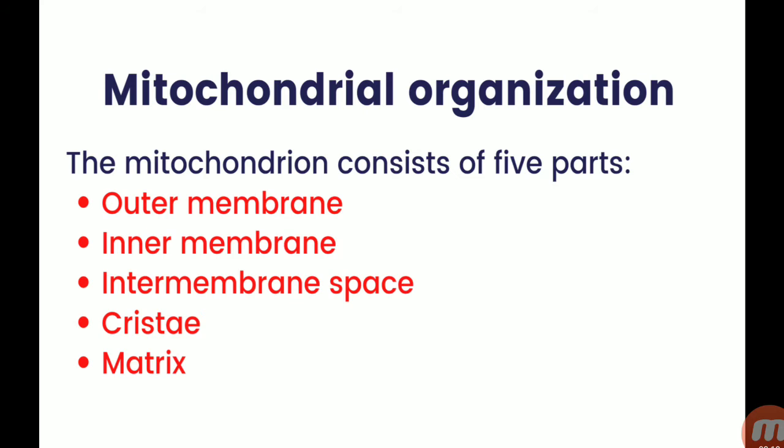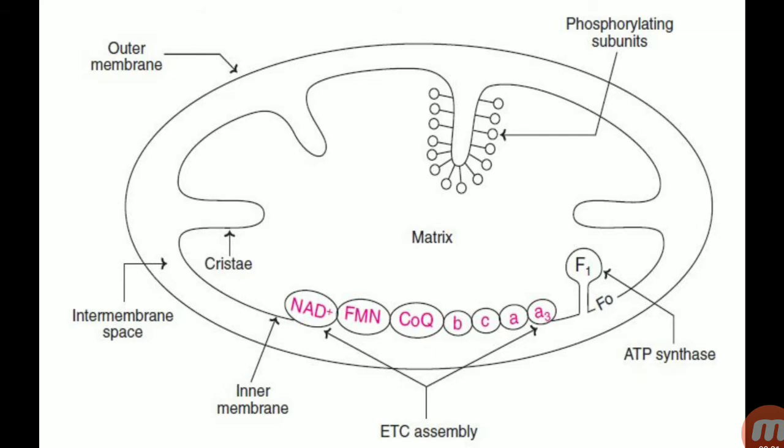Now, when we see the mitochondrial organization, the mitochondria consist of five parts, that is outer membrane, inner membrane, space, cristae, and matrix. As you see the structure of mitochondria in the video right now, the mitochondria have an outer membrane that is permeable to most metabolites, and an inner membrane that is selectively permeable, and there is a matrix within them.